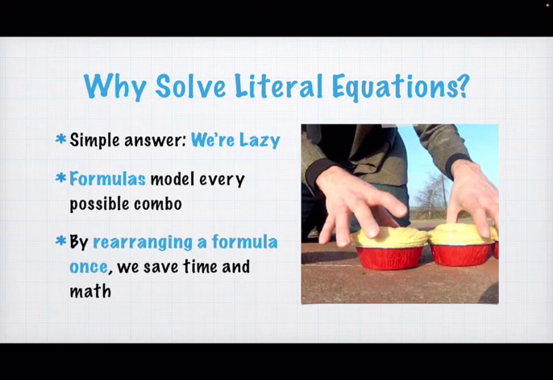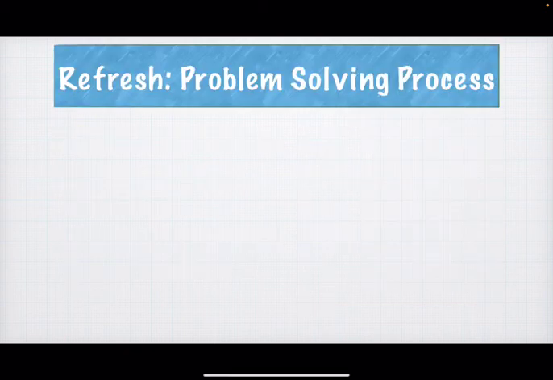But if you wanted something that will work for every single circle that exists in the universe, no matter how big or how small, you can rearrange a formula so that it will solve for a circumference and then you're happy with it. You don't have to do any other work. You just have to plug in the numbers that you have and chug them out. So by rearranging the formula once, we save time and math for ourselves.